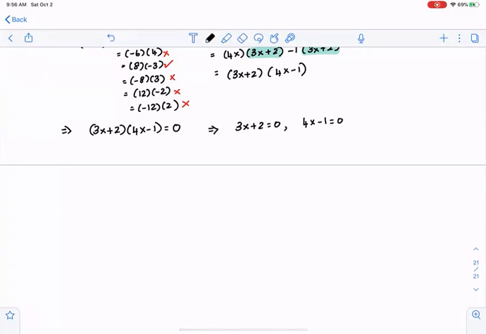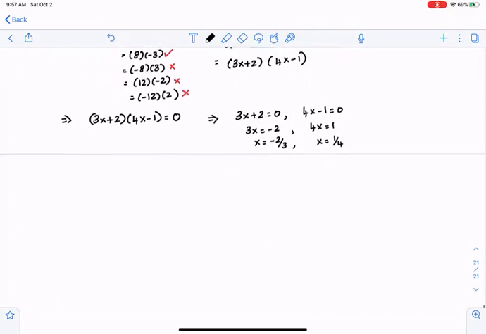and solve for x. So 3x plus 2 equals 0 would imply 3x is equal to minus 2. x would be equal to negative 2 over 3. 4x minus 1 equal to 0 would mean 4x is equal to 1. x is equal to 1 over 4.